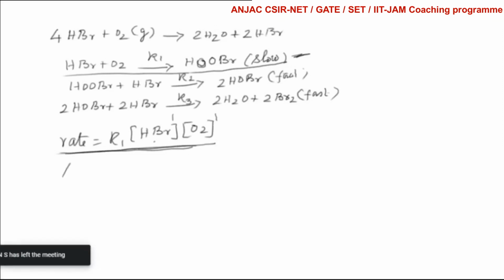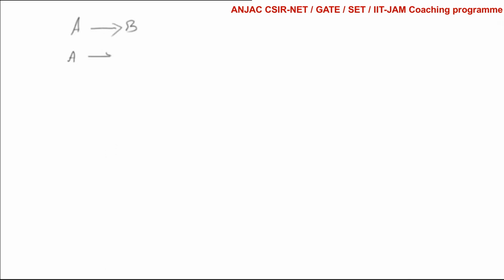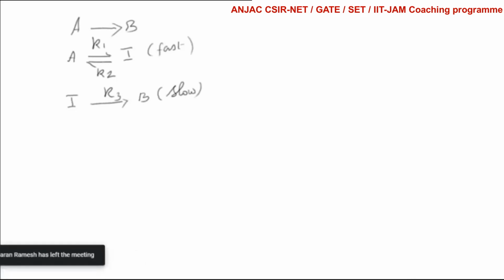Take the reaction A giving B. A, an intermediate under equilibrium, gives I. It is a fast reaction with rate constants K1 and K2. The I then reacts by itself, the rate constant is K3, to give B, and it is the slowest step. Can anybody tell me what the rate law is? Work it out and find the answer.